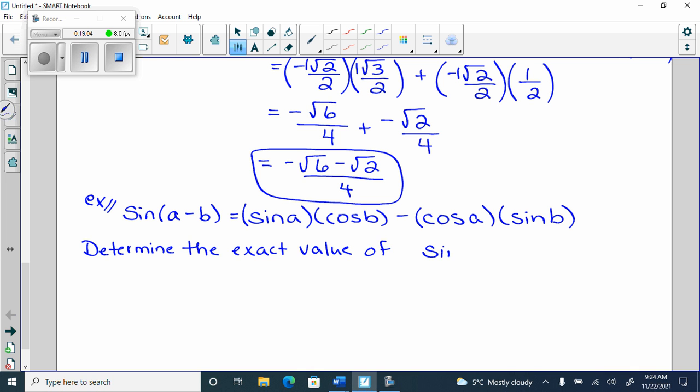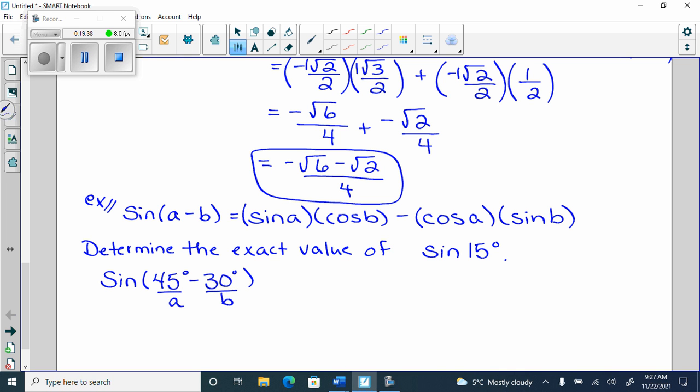Of sine 15. And I'm not telling you which ones to use because there's options. So I'm going to pick sine 45 minus 15. Minus 15. Good call. 30. You could have done 60 minus 45. There's a whole bunch that you could pick, right? Throughout the whole unit circle. I'm picking these two. Now, this is my A, this is my B, not negative, correct?